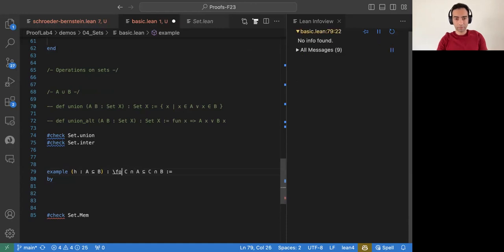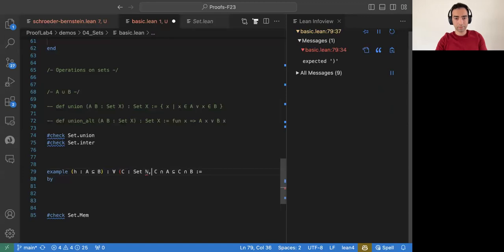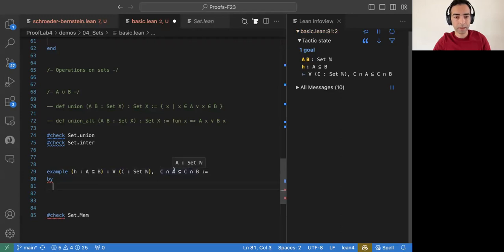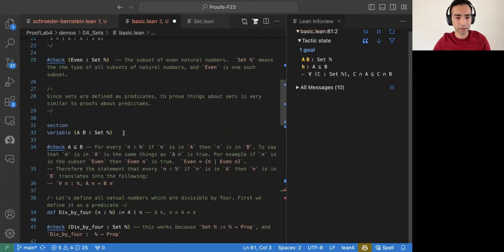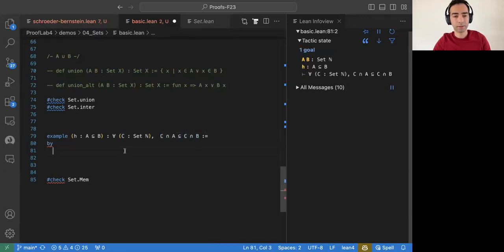Actually, maybe I want to say for all C subsets of natural numbers. Okay, if I do this, what happens? Nothing. Yeah, because A and B were already declared at the beginning of the file, somewhere here, to be subsets of natural numbers. And I'm saying if I have another subset of natural numbers, and if I take the intersection with the first set A, that's going to be a subset of C intersection B. So where do I start proving this goal?